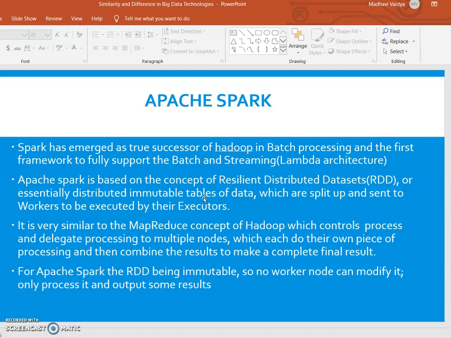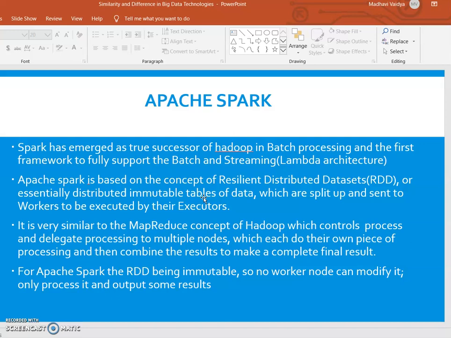And Apache Spark is based on the concept of resilient distributed datasets, that is RDD, essentially distributed immutable tables of data which are split up and sent to workers. So there is also the server and the worker, or the master and the worker, or master and the executors, such type of topology or methodology we can see. It is very similar to the MapReduce concept of Hadoop, which controls the process and delegates the processing to multiple nodes.